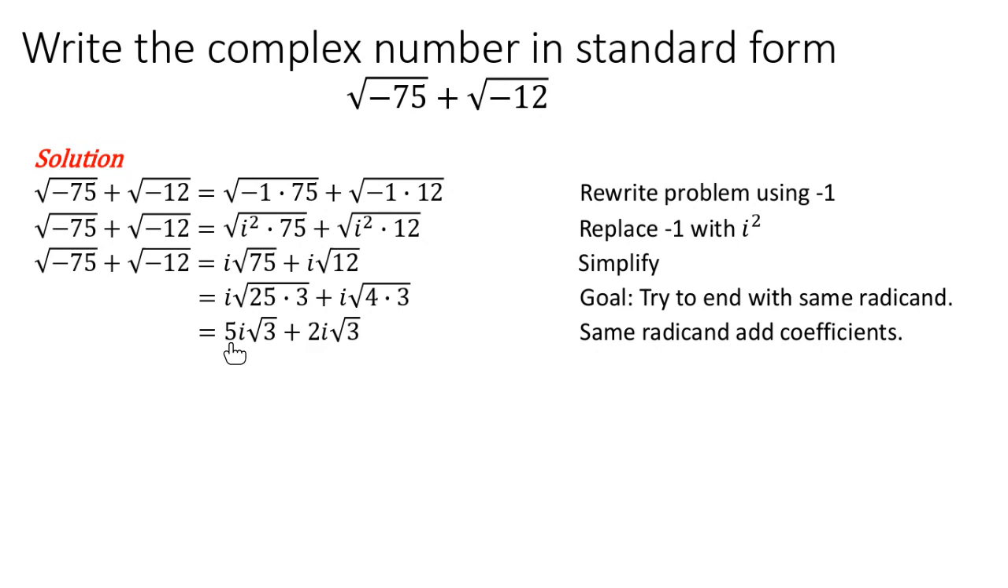So can I add 5i square root of 3 plus 2i square root of 3? Do they have the same radicand? They do, right? And again, by radicand, I mean the number inside. So notice here it has a 3 and it has a 3. So to add, we just add the coefficients together. So we're going to have 5i plus 2i gives me 7i square root of 3. And then last, you want to write in standard form. So I don't have a real part, so I can just use 0. 0 plus 7i square root of 3.